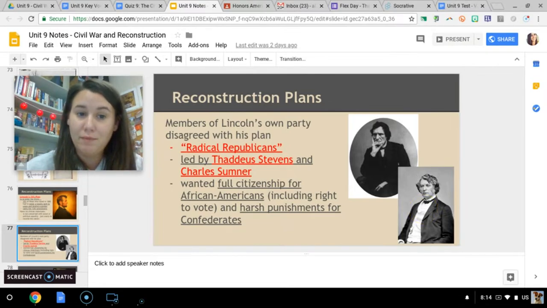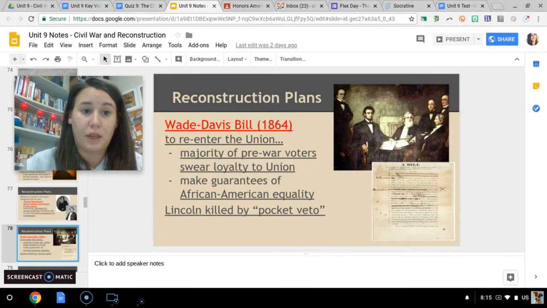They called for full citizenship for African Americans, including the right to vote, and harsh punishments for Confederates, especially the leaders of the rebellion. They wanted them to basically pay for what they had done. So the Radical Republicans are definitely not agreeing with Lincoln, and they certainly are not going to agree with Andrew Johnson, who put forth his own plan.